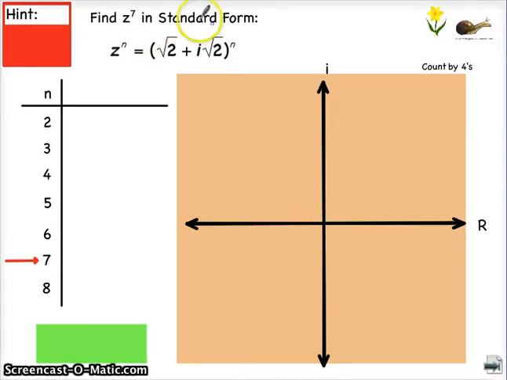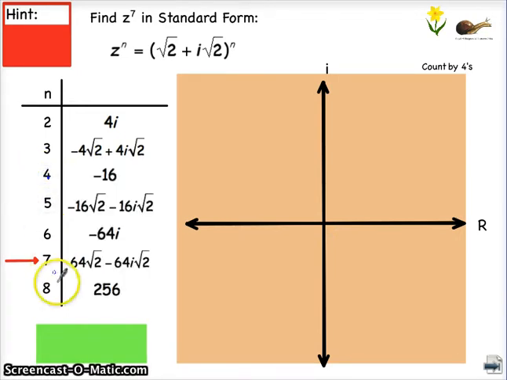So if we took that same value, root 2 plus I root 2, and took it to the nth power, n being squared, and third power, and fourth power, and fifth power, you'll end up getting 4i when you square it. We already found out 3 was -4 root 2 plus 4i root 2. Taken it to the fourth, and the fifth, and sixth, and seventh, and eighth, and again, we already found the seventh power as well. You'll notice that the number in front just keeps getting larger and larger.